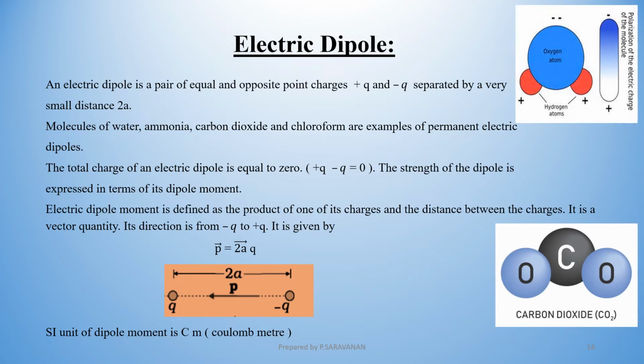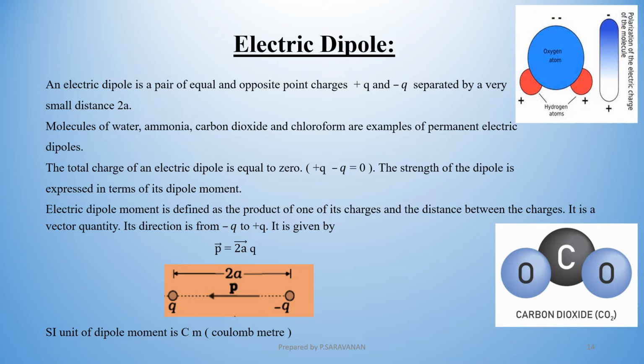If the centers of positive and negative charges are separated, then such molecules behave as electric dipoles. A very good example for an electric dipole having a permanent electric dipole moment is that of the water molecule. The total charge of an electric dipole is equal to 0. It is because it has two equal and opposite charges plus q and minus q. When you add plus q and minus q, the net charge of a dipole is equal to 0.